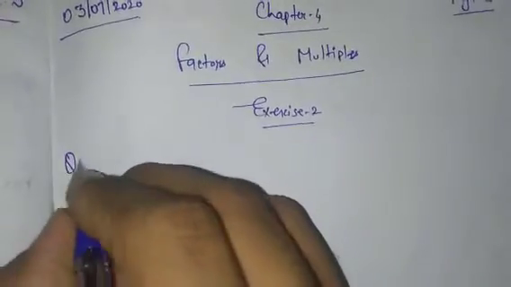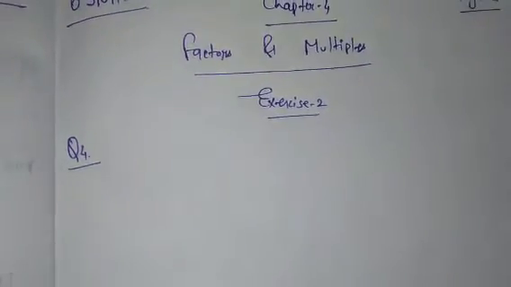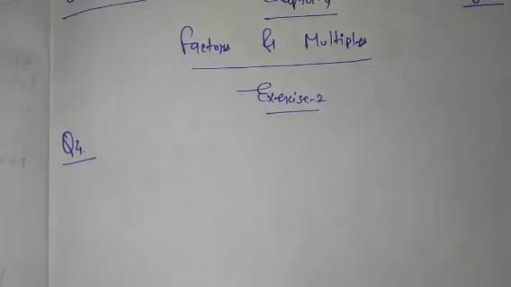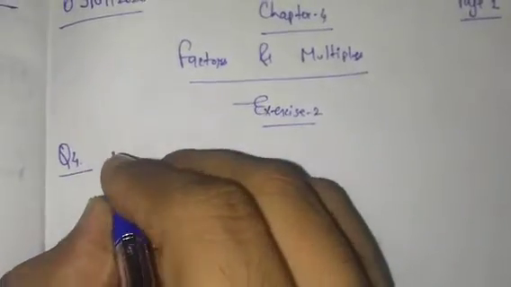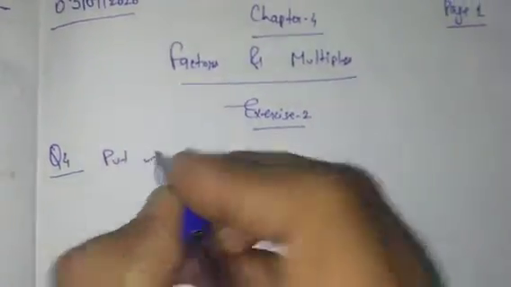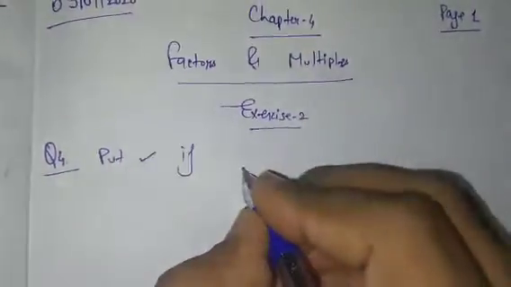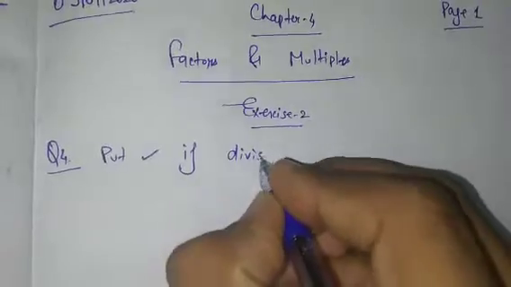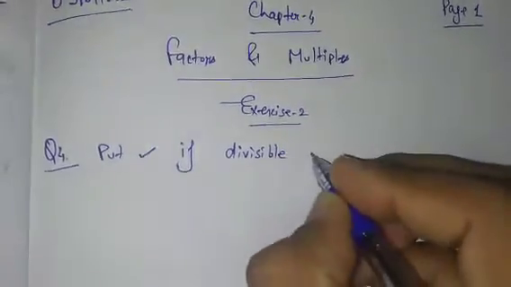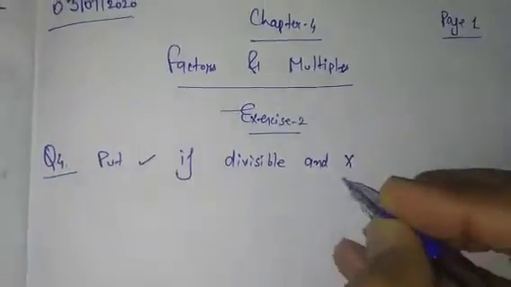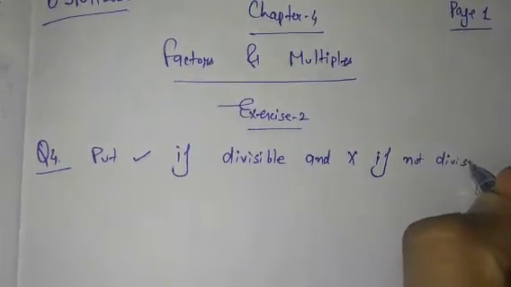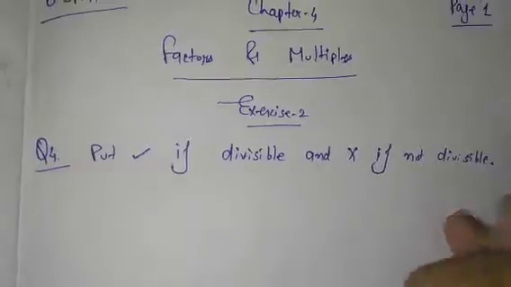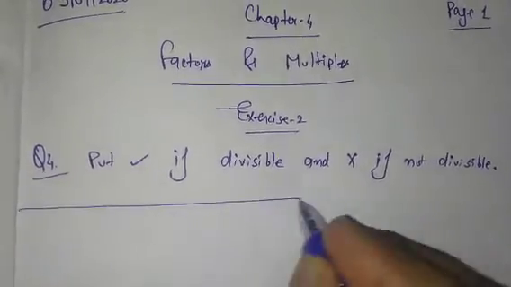Now question number 4 till question number 3rd I finished in the last class, so today I will start question number 4. In question number 4 it has been given put tick if divisible and cross if not divisible. Okay, and number has been given this.